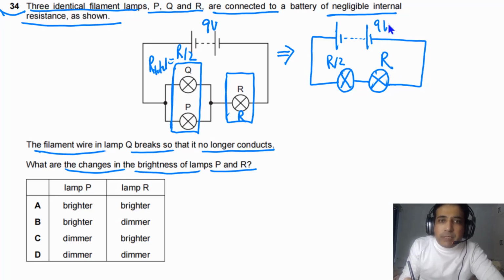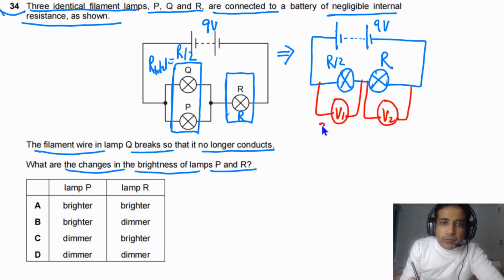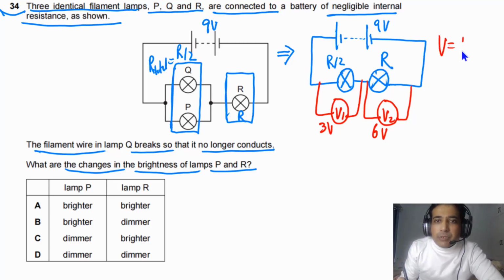If this one is 9 volt and the current is the same, let's say we connect voltmeter V1 across this one, and we connect another voltmeter, V2, across this one. I hope you will say that if the reading on this one is 3 volts, the reading on this voltmeter has to be 6 volts because the current is the same. If the resistance is double, it means V is double, because V is simply equal to I times R. So this value of V is 6 volt.